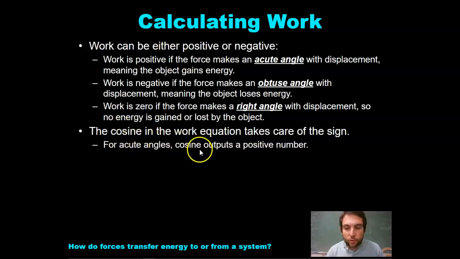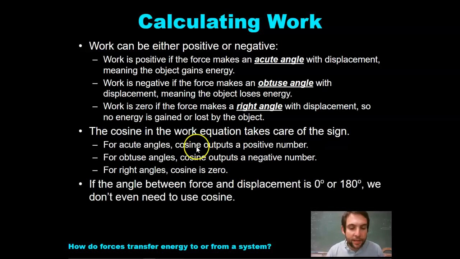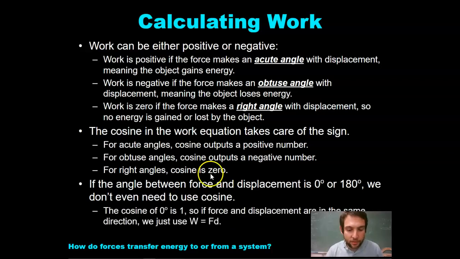For acute angles, cosine outputs a positive number. For obtuse, it outputs a negative number. And for right angles, cosine is 0. If the angle between the force and displacement is 0 or 180 degrees, we don't even need to use cosine. But if you're just in the habit, then that's fine too.